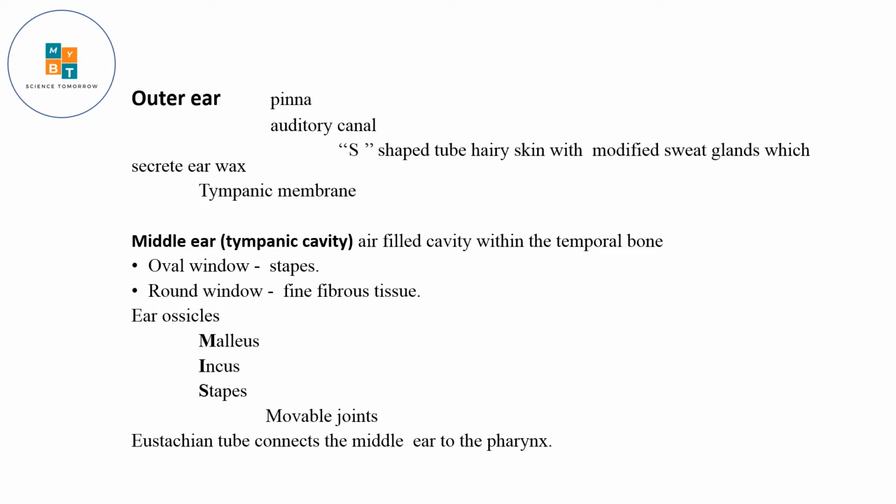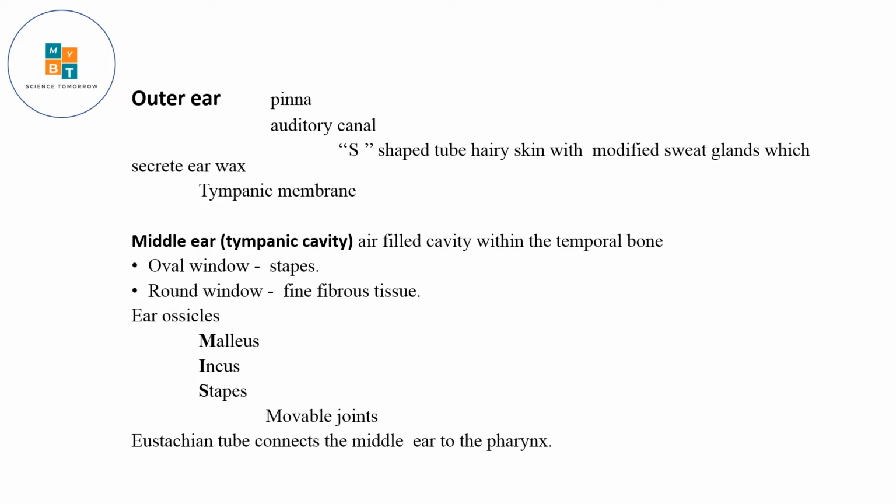One is the oval window. The oval window is covered with a part of the stapes. So what is the stapes? Inside the middle ear, you have small ossicles, bone-like structures. They are small bones actually. So there are three ossicles: malleus, incus, and stapes.